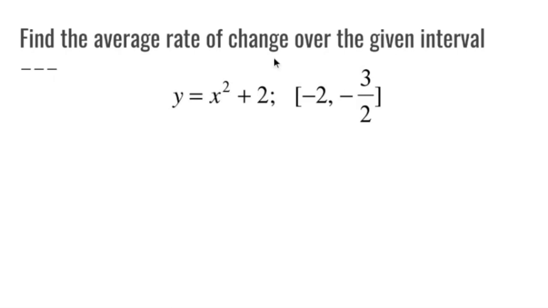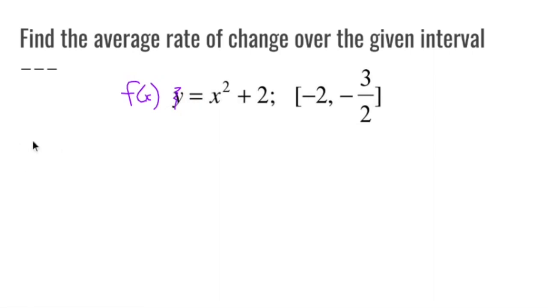Find the average rate of change over the given interval. So we have an equation, y equals x squared plus 2. We have an interval. I'm going to change that y into f of x just because it's the same thing, but I'm going to change it because I'm going to write out this formula right here.